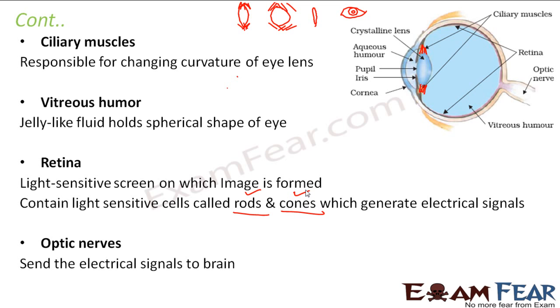In order to make sure that the image is always formed on the retina, there are ciliary muscles whose contraction and expansion will change the focal length of the lens. So the lens will change its focal length depending upon the distance of the object. Then comes the vitreous humor, which is a fluid-like structure that controls the spherical shape of the eye. Thereafter comes the retina, where the image is formed, and the retina also contains some light-sensitive cells called rods and cones, which generate electrical signals, which in turn are carried by the optic nerves to the brain, and the brain thus helps us to interpret whatever we see. So this is how our eye functions.